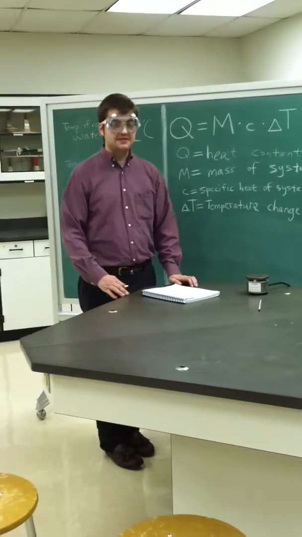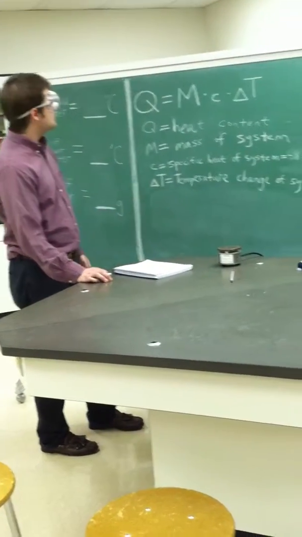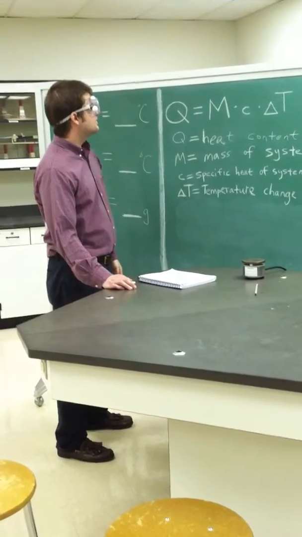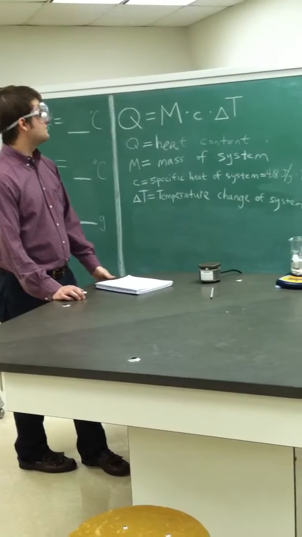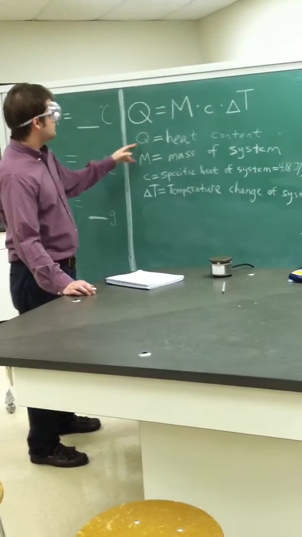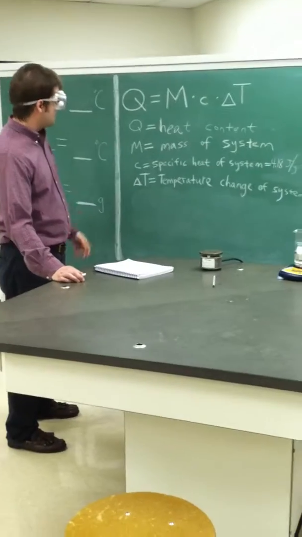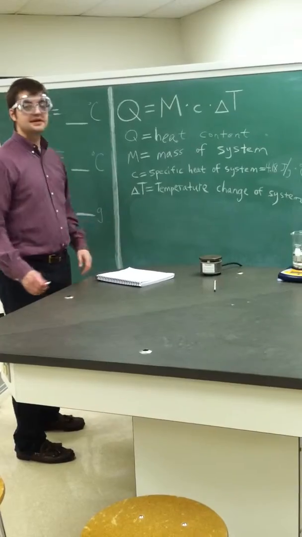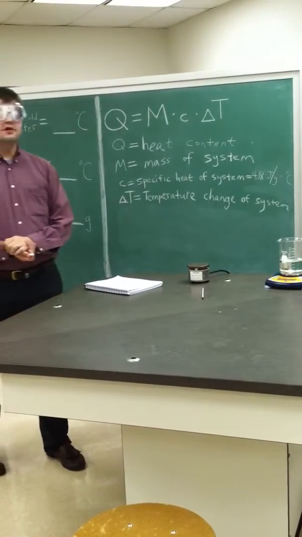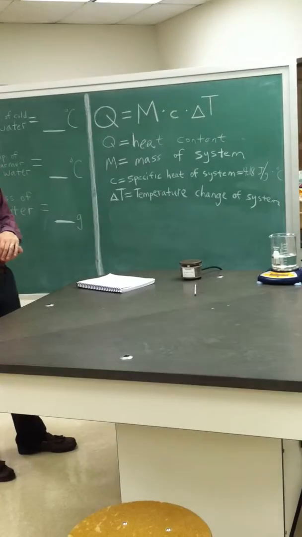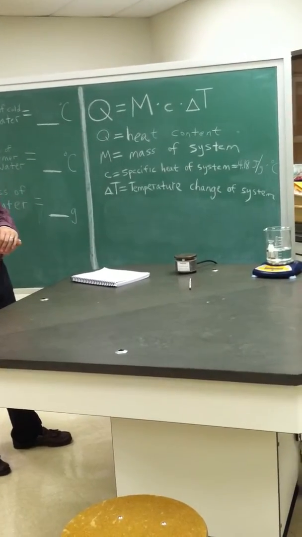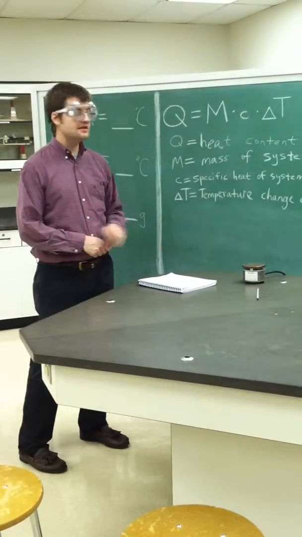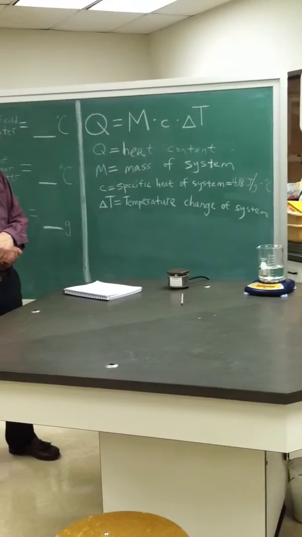Now, the heat content of a system can be determined through the use of this equation, which we have right here. Q equals M times C times delta T. Q is the heat content. M is the mass of the system. C is the specific heat of the system, which for water is 4.18 joules per gram times degrees Celsius. And delta T is the temperature change of the system.